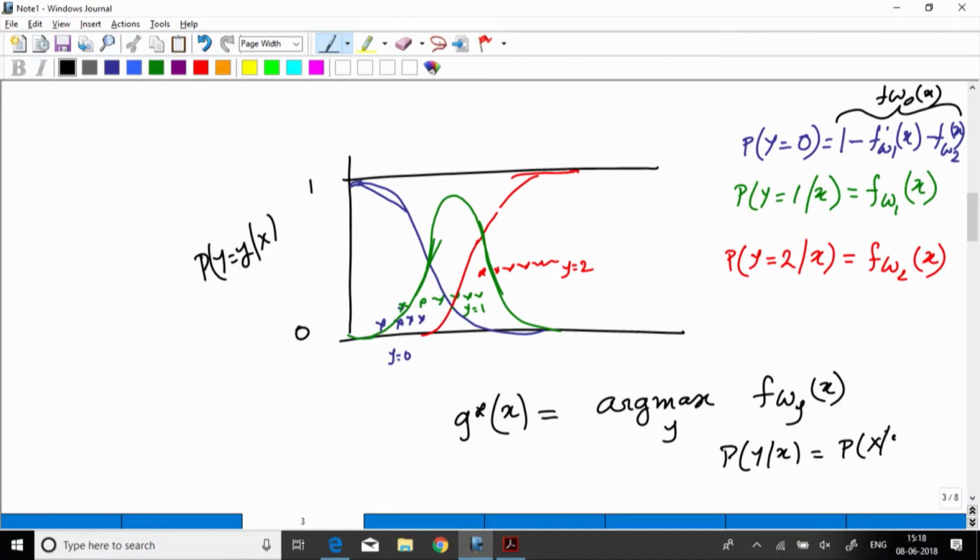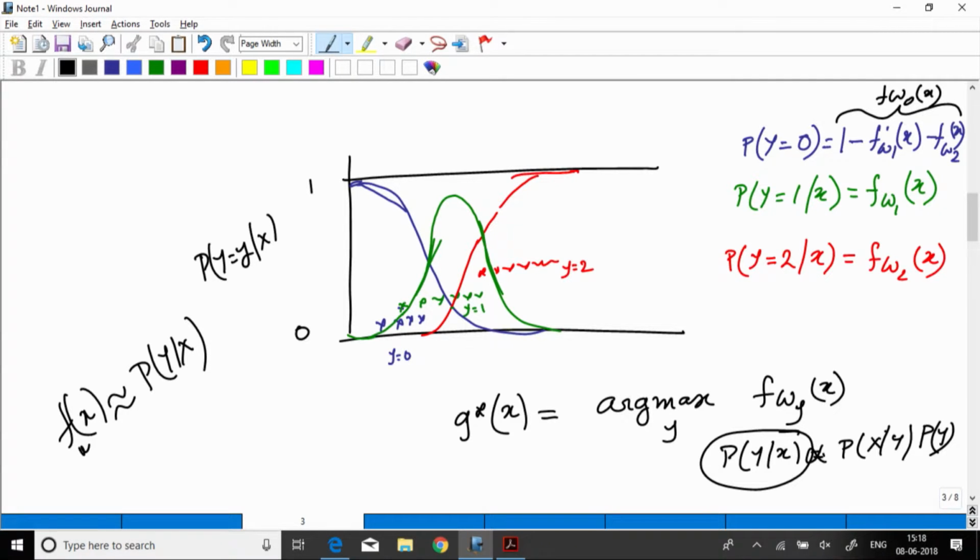Now, do you remember that for the Bayes rule we can write any posterior probability as proportional to the likelihood and the class prior, right? So here we thought we would be learning a function f_w(x) that will be predicting this posterior probability. Now here x and y both are random variables for us.